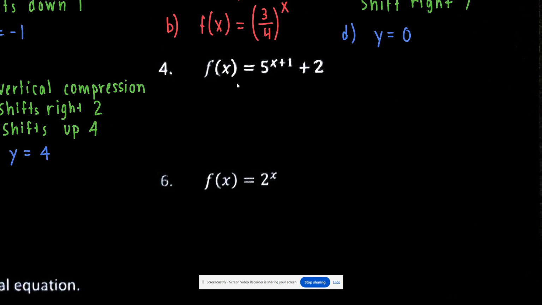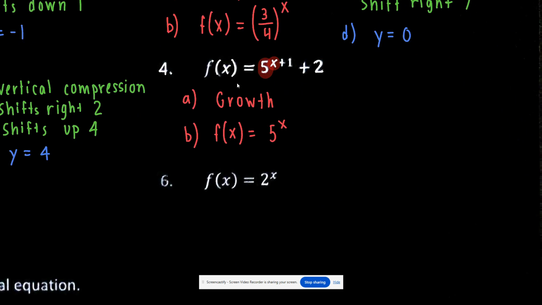Number 4. Again, we are starting with what is this? Is this growth or is it decay? Well, look at your exponent and its base. That's a 5. This is definitely growth. Okay, next, we're going to state this as a parent function. Well, that is the base with its exponent, so 5 to the x.